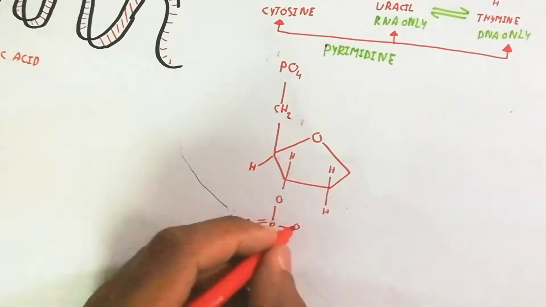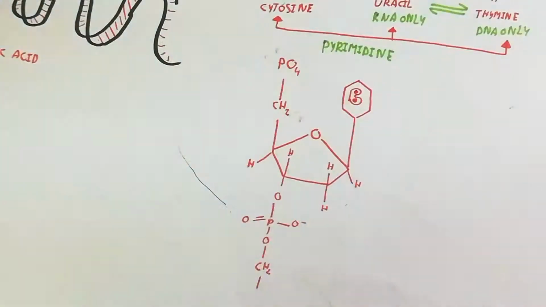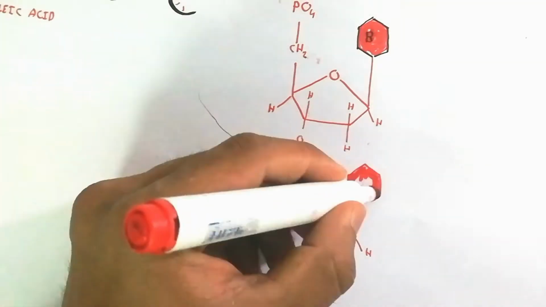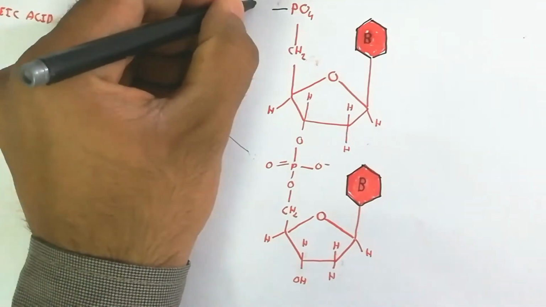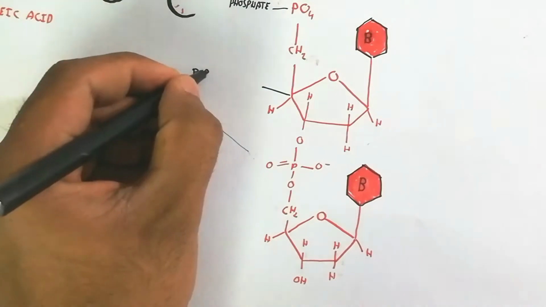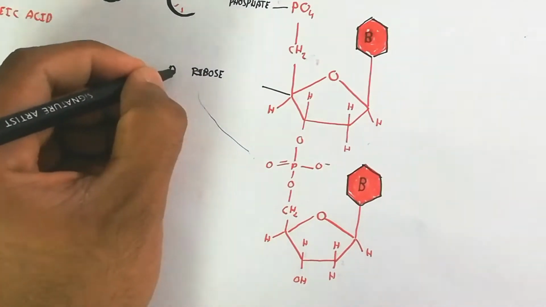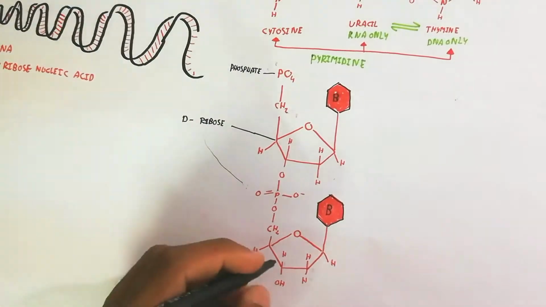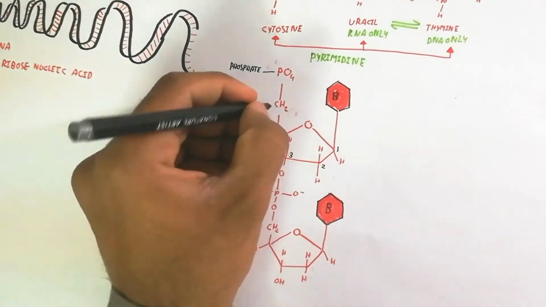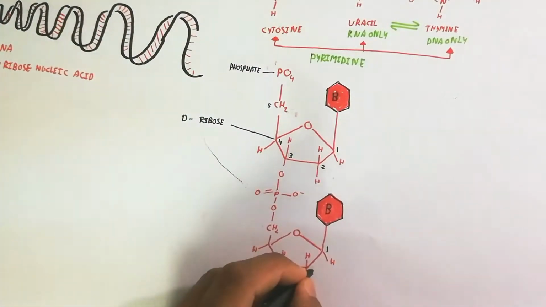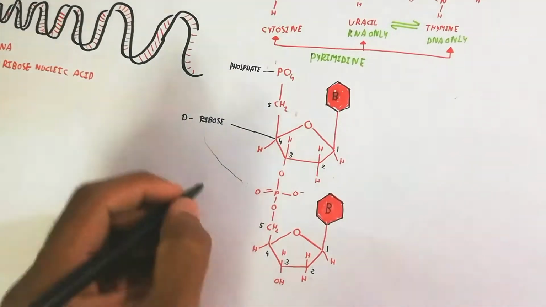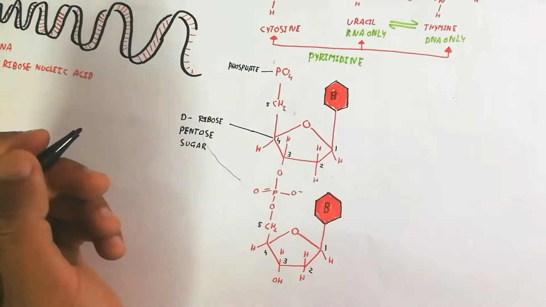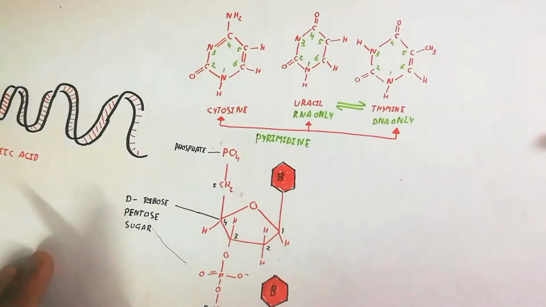Now we will talk about the structure, the backbone, and the attachment of the nitrogen bases. The ribose sugar or deoxyribose sugar is linked with the phosphate group in the form of a phosphodiester bond. Phosphodiester bond means oxygen on the upper side and oxygen on the downside of the phosphate group.